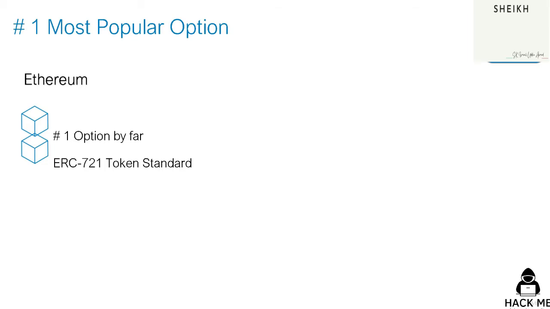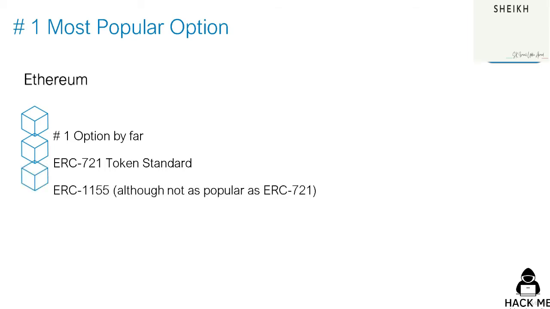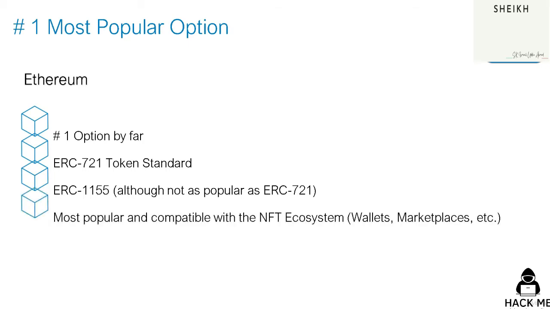This is the same exact type of digital token that was used in CryptoKitties. This ERC-721 has become an industry standard, and many NFTs are created using ERC-721, which is built on Ethereum. The ERC-1155 is also popular, but it's not as popular as ERC-721. The reason why these are so popular is that they are compatible with the majority of the NFT ecosystem. So they're compatible with wallets, they're compatible with the marketplaces.